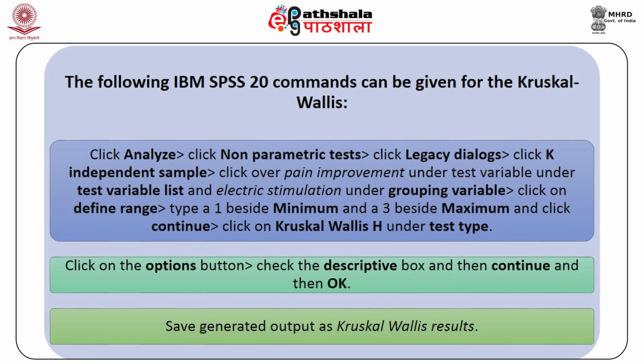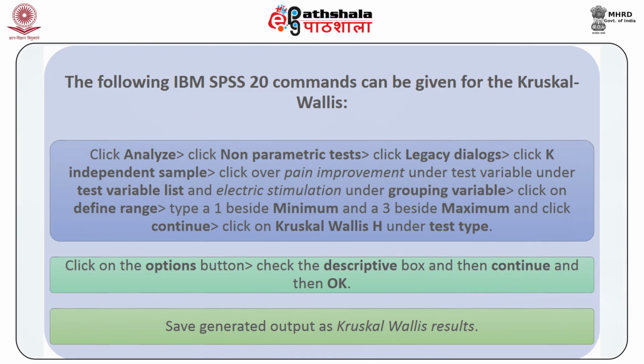Then click on Kruskal Wallis H under Test Type. Click on the Options button, check the Descriptive box, and then Continue, and then OK. The results would be generated. Save the generated output as Kruskal Wallis results.